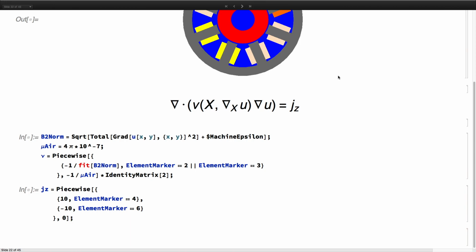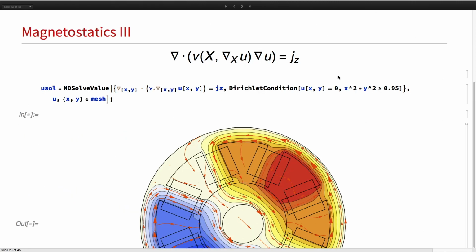Right. So we see that the gradient of u squared, the total of it, and the square root of it is the norm of the B field. We have the permeability of air. Here is the fit, and the fit gets as an argument the nonlinear function. The element markers pick out certain regions. So this is the stator, and the rotor is marker 2 and marker 3. And the yellow and the orange coils will have a positive and a negative current flowing through them. And then you'll get a visualization of the magnetic field and the vector field in that device.